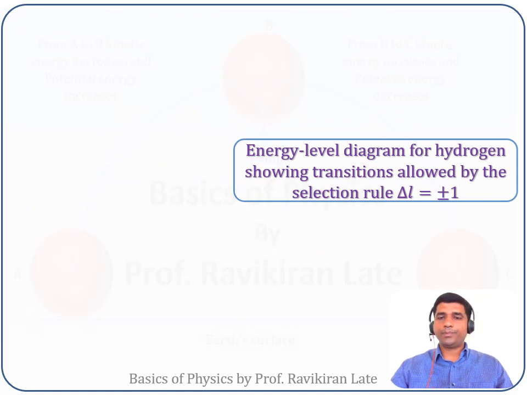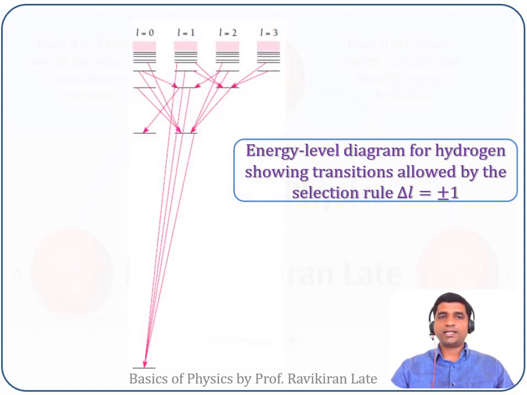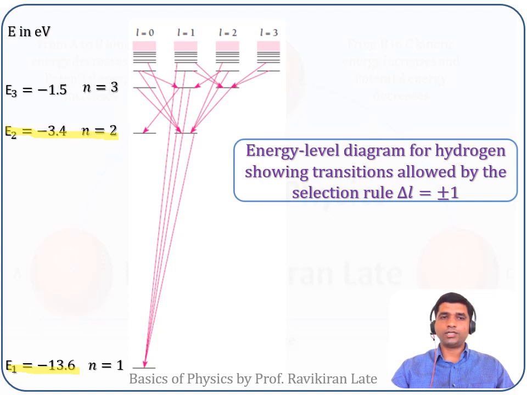Now we will prepare an energy level diagram based on the earlier results. We had seen that in a hydrogen atom we have different energy levels. For n is equal to 1 you have E1, which is minus 13.6 electron volt. For the second energy level you have minus 3.4 electron volt. For E3 you have minus 1.4 electron volt.